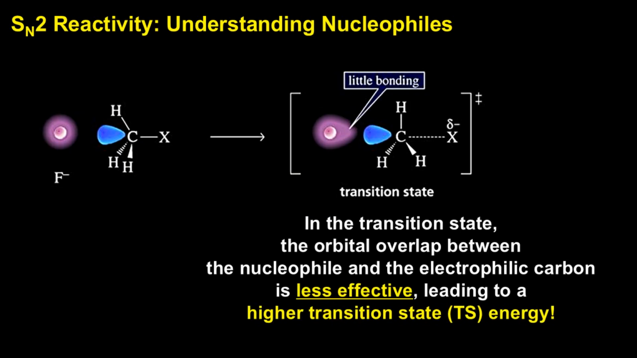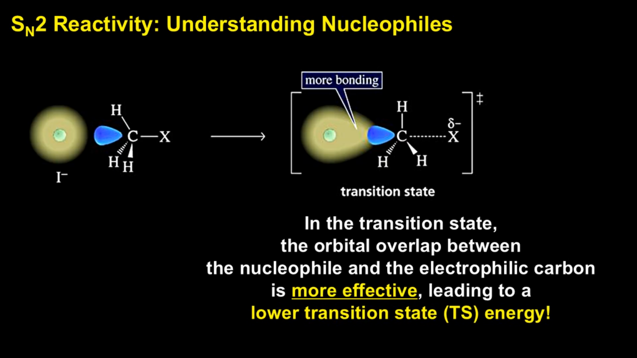Now let's see this in action. Starting with fluoride, it's tiny. It holds onto its electrons really tightly, so its electron cloud doesn't stretch much. That's a problem in SN2. In the transition state, good orbital overlap is key, but fluoride can't align well with the carbon's orbital. That makes the transition state less stable, with higher energy, so the reaction slows down, or might not happen at all.